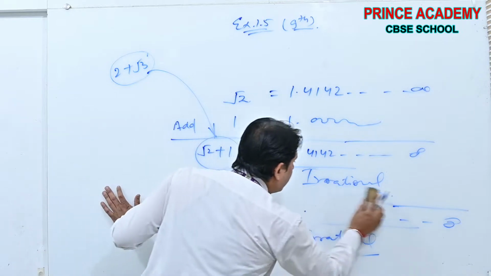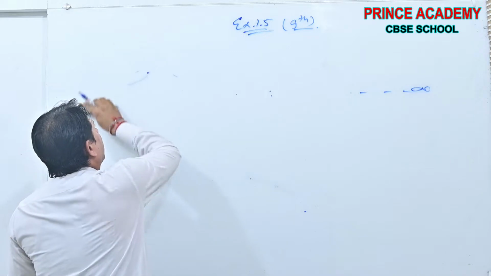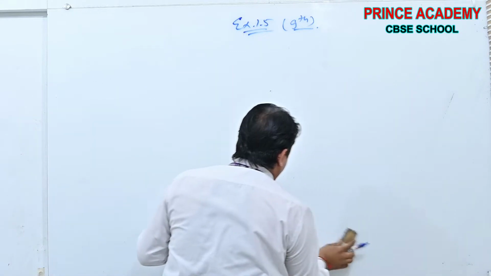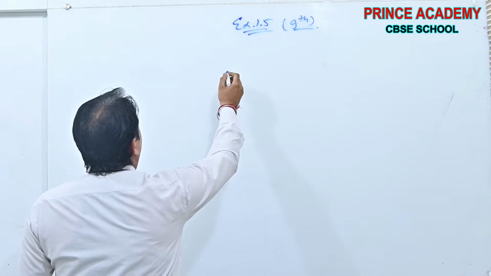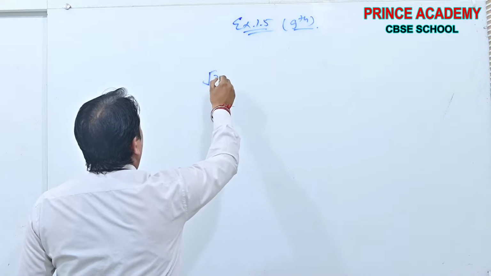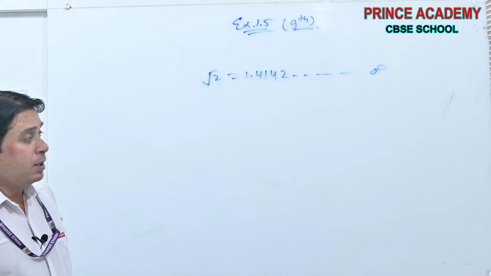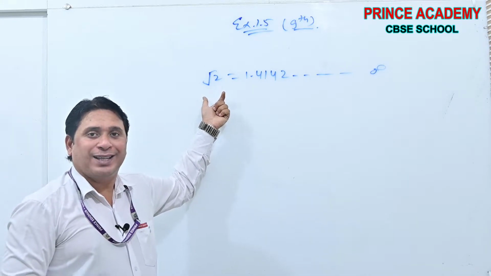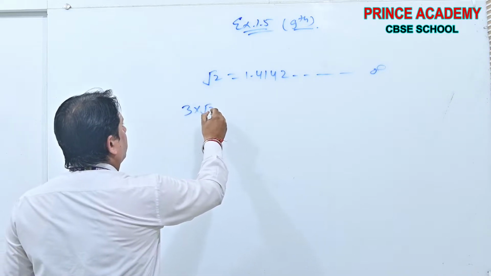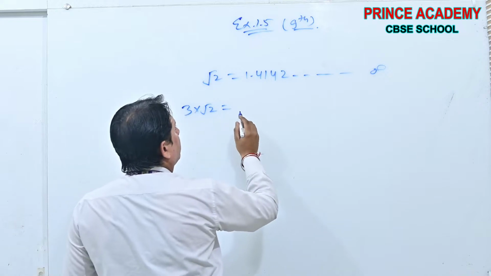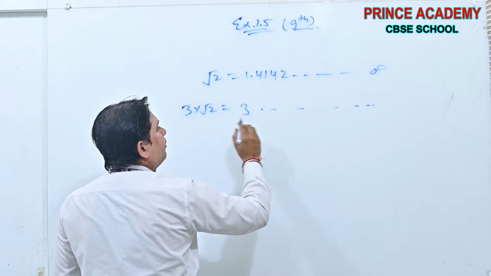Now see, next type. We have discussed addition and subtraction. Now see what I am writing here. What is root 2? 1.4142 and so on up to infinite. Suppose I am multiplying this root 2 with a rational, 3 into root 2. What will it be?